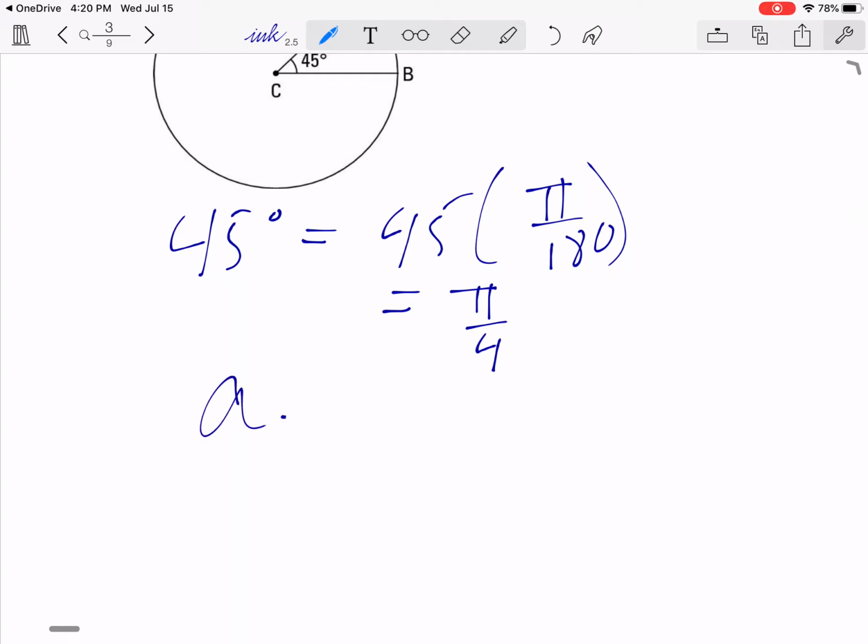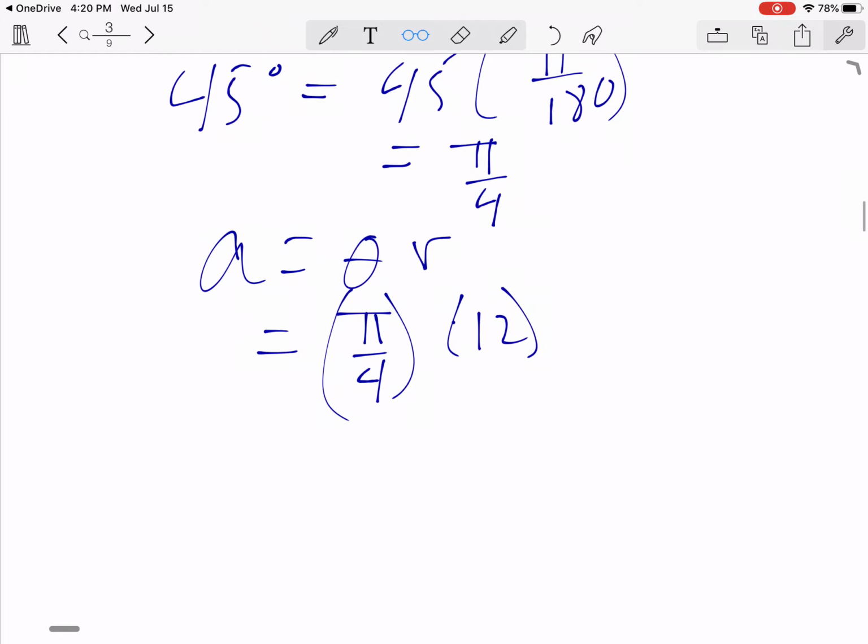So A equals theta r. R is the radius, right? So you've got your angle is pi over 4. Your radius is 12, so that could be like 12 centimeters or 12 meters. The unit's not provided to us. And so your arc length then is going to equal 12 pi over 4, which is just 3 pi.